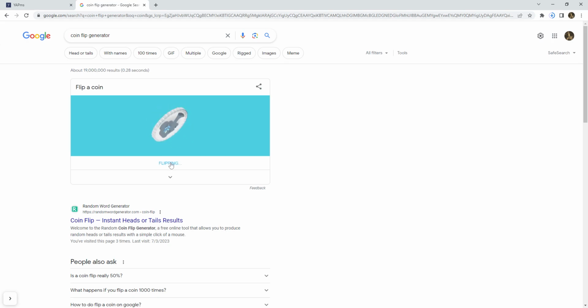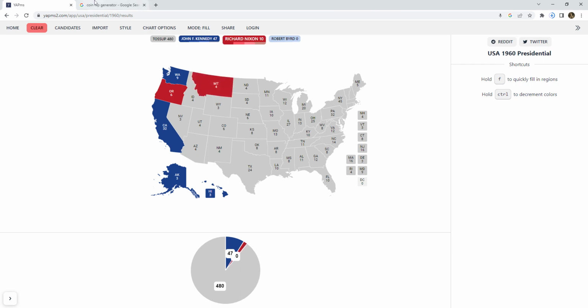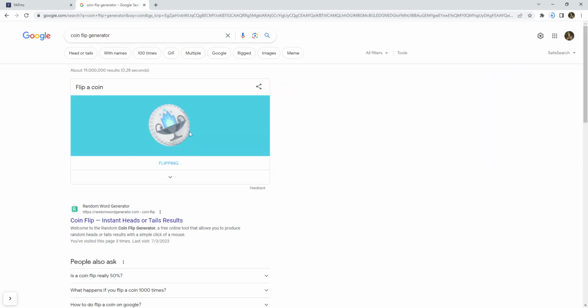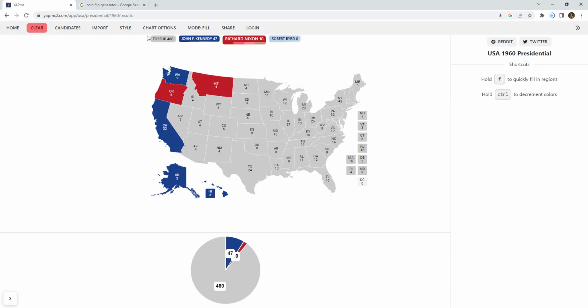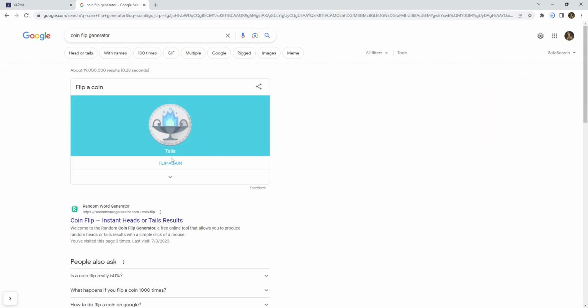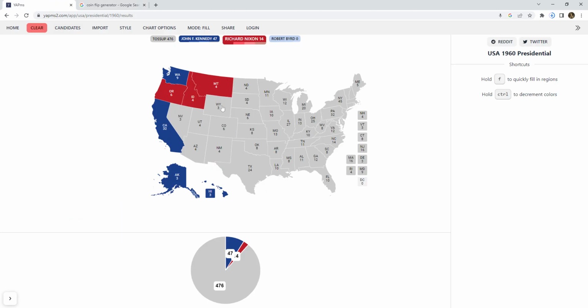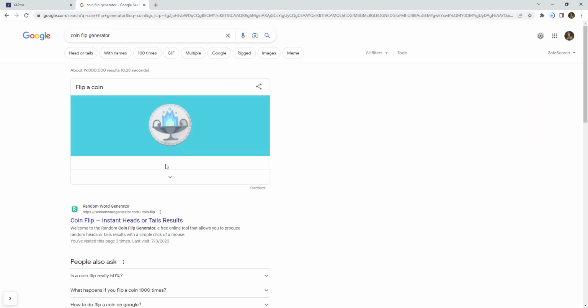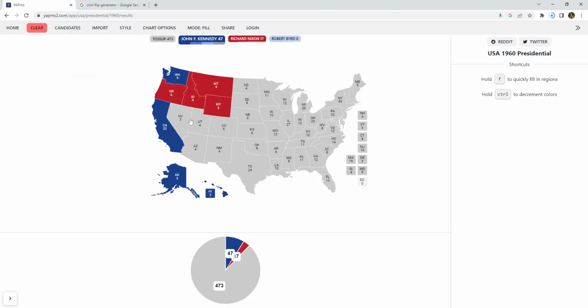Next is the state of Montana, here in the Mountain West. That's going to go for Nixon. Next is Idaho. That's also going to go for Richard Nixon. Next is Wyoming. And I'll go for Nixon as well. Next is the state of Nevada. That's going to go for Kennedy, as it did in real life.